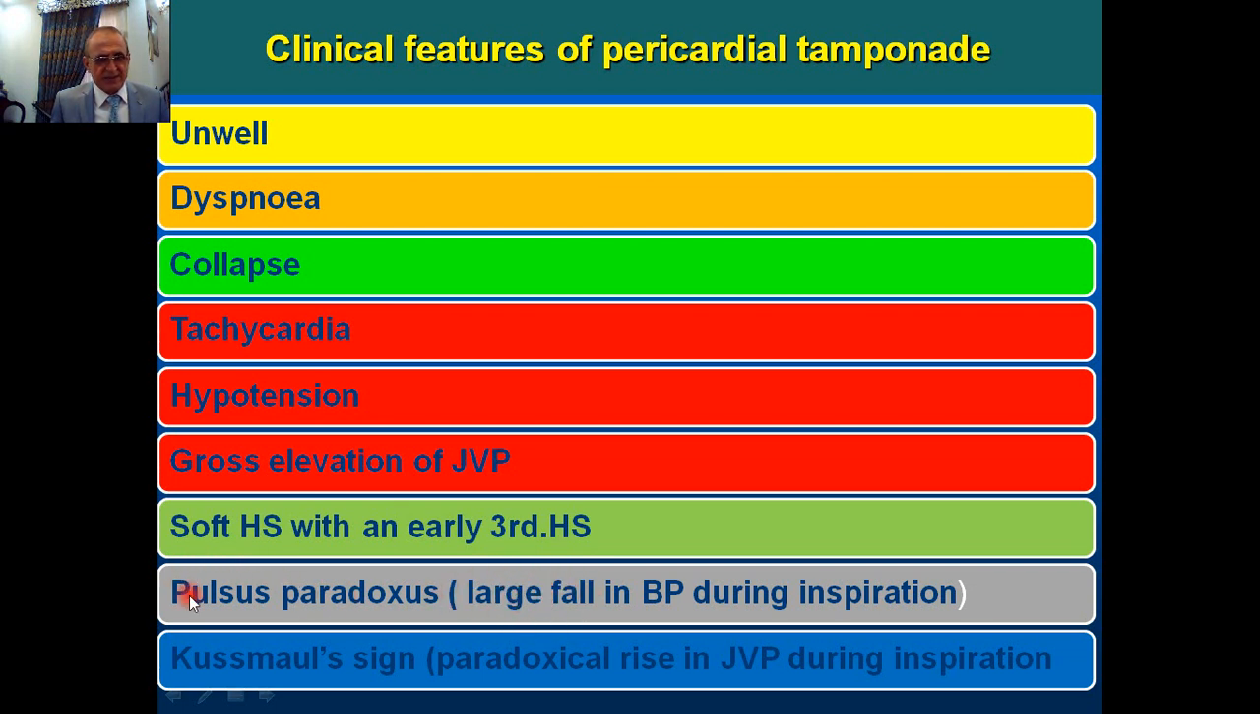The name is pulsus paradoxus because you can check it in the pulse as well, but it is usually by blood pressure. The other is Kussmaul sign. Normally the JVP drops during inspiration. Here there is a paradoxical rise in JVP. So during inspiration you have a fall in blood pressure and a rise in JVP. Anyway, the important thing is that the patient looks unwell with tachycardia, hypotension, and gross elevation of the JVP. Obviously, when you put your stethoscope on the apex of the heart, you can hear the heart sounds only faintly.